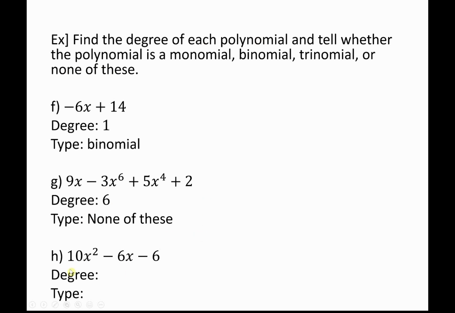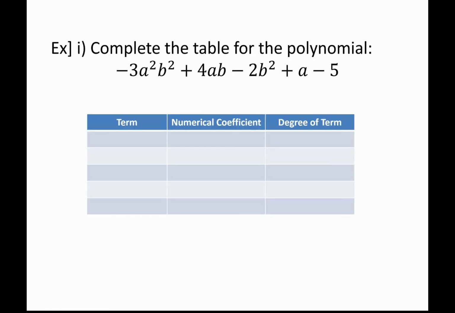Okay, example H, we have, looks like 3 terms, so that gives it away a little bit on the type, but I just want to look at the degree of each term. The first term in this polynomial is degree 2, the second term is degree 1, the last term is degree 0, or a constant term, so the highest degree is going to be degree 2, so that means that this entire polynomial is degree 2, and the type, because it's got 3 terms, we would call it a trinomial. All right? Very good.